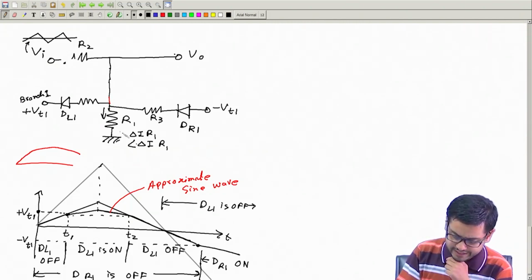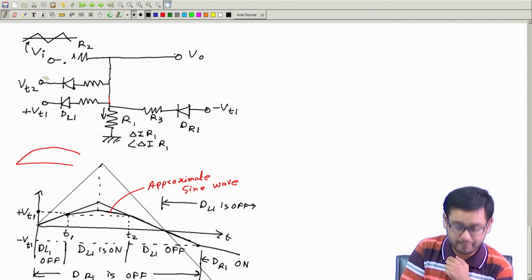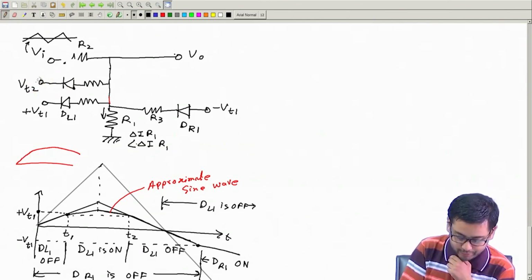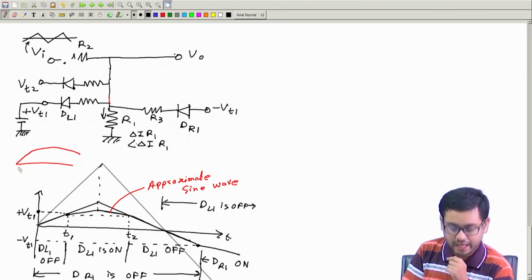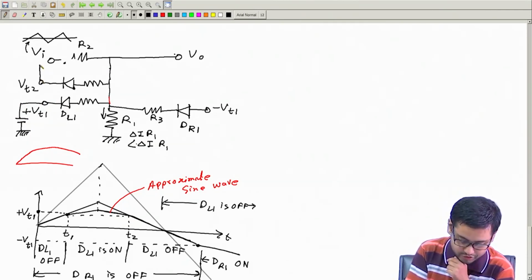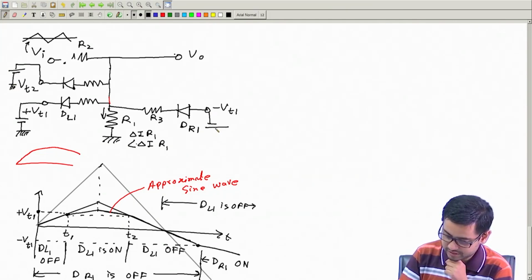What I shall do, I will take more such diodes, such arrangements. So let me take one more. Call this voltage that I will apply here VT2. So I have to apply this voltage here as well. I have to take a battery or something, and I have to apply this voltage. Similarly, here also I have to apply this voltage. This is negative.